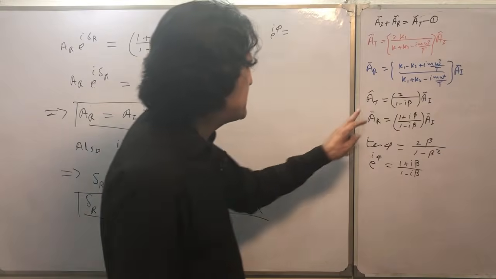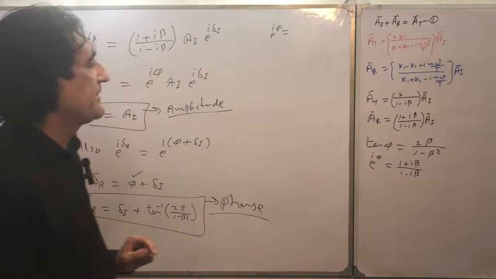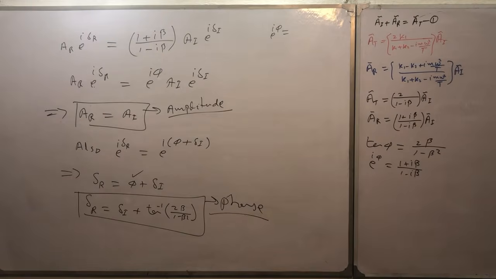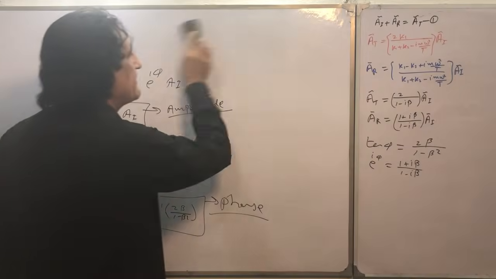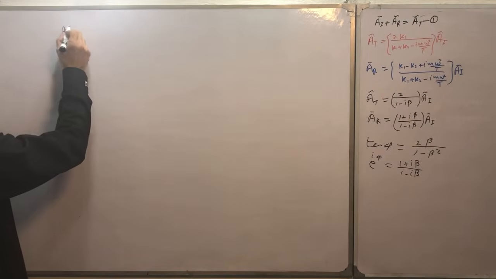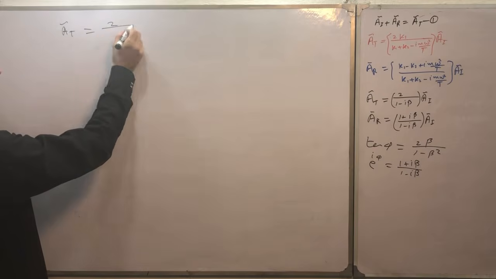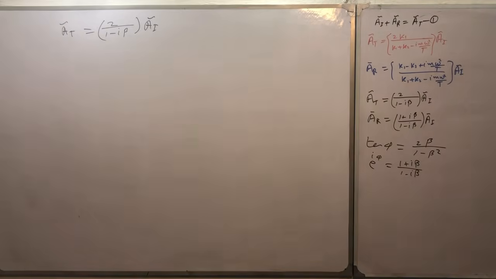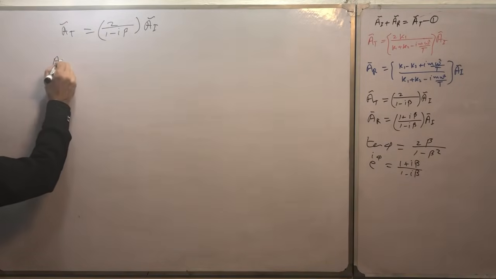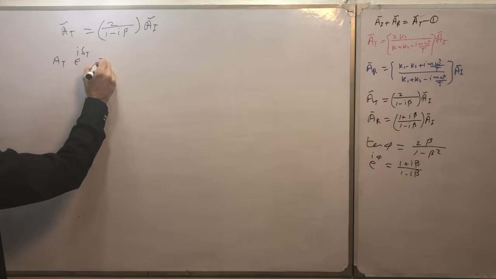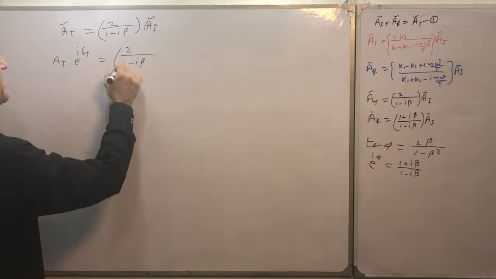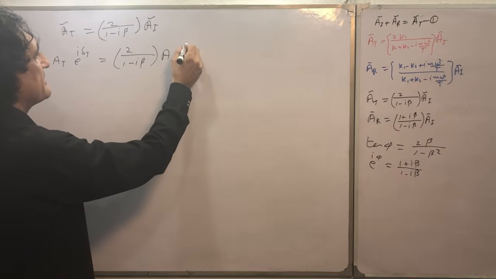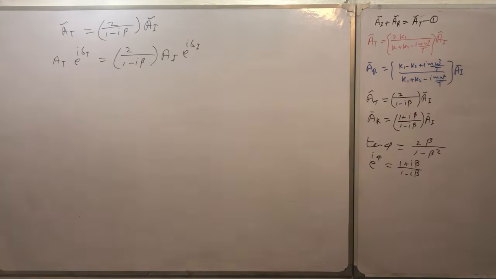Similarly, we must consider this AT and find the amplitude as well as the phase of the transmitted light. We know that AT is equal to 2 divided by 1 minus iota beta, times AI. And this AT e to the power iota delta t is equal to 2 over 1 minus iota beta. The same process we must repeat. How?